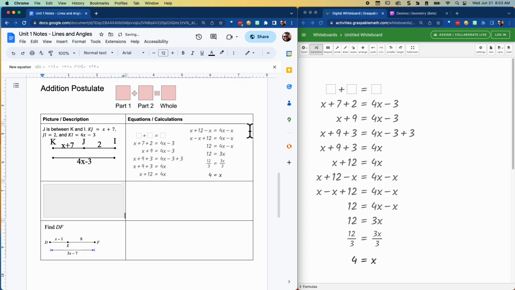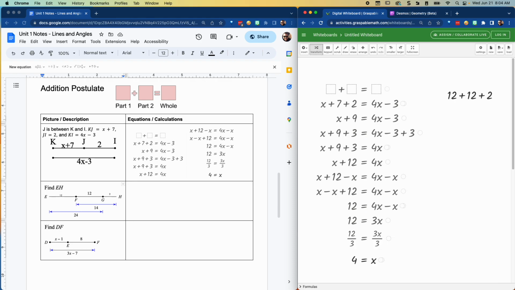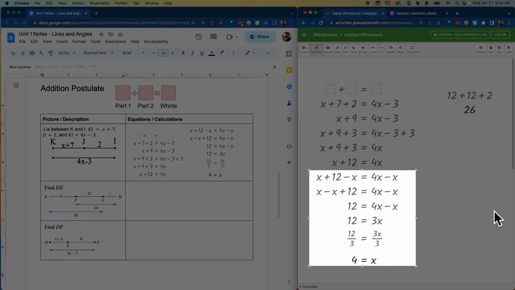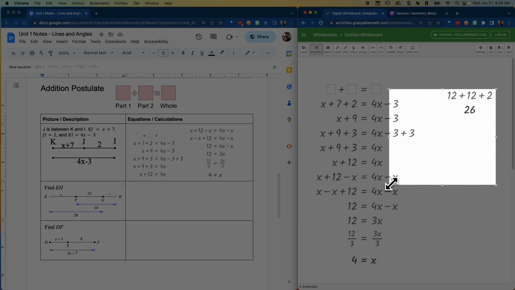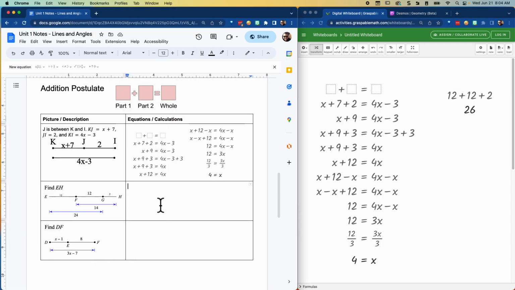So I've kind of put all the pieces together on my drawing, and I could just add some things together, because it says find EH. EH is the full distance. So that's 12 plus 12 plus 2. So I'll just, as a calculation, make sure that I get that correct here without any errors. So I have 12 plus 12 plus 2, and that winds up being 26. Take a screenshot of this little piece here. That's me just showing my work. This can be kind of done as mental math, but it doesn't have to be.